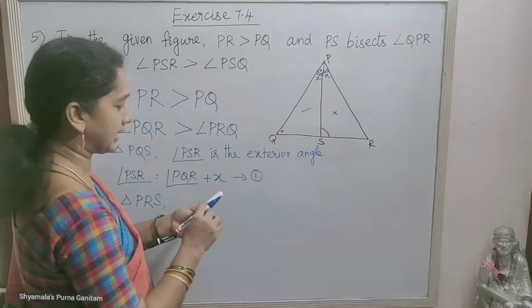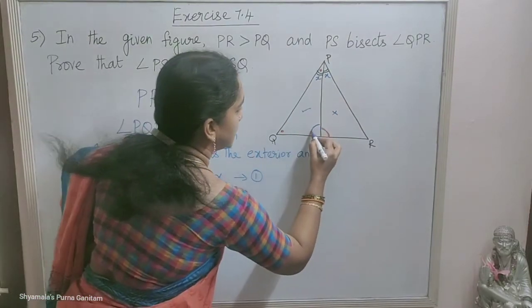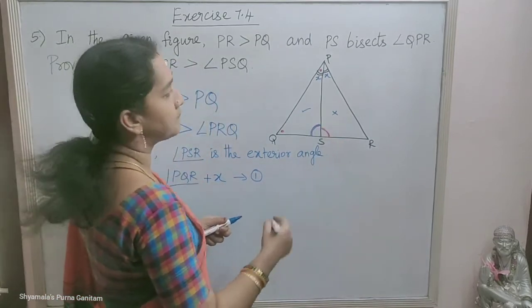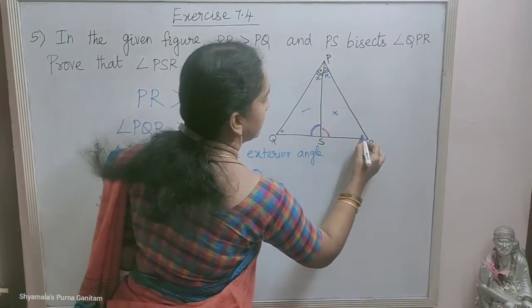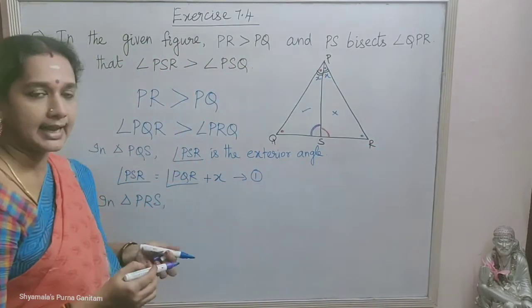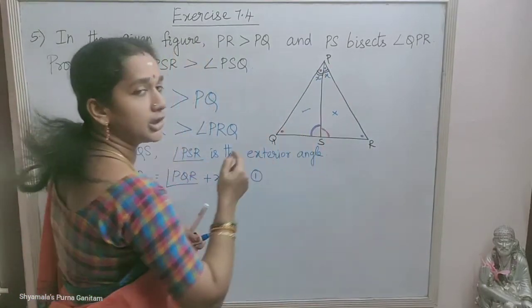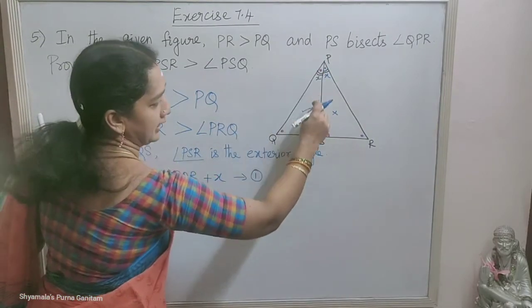In triangle PRS, which will be the exterior angle? The exterior angle will be PSQ. This angle will be the exterior angle. If this is the exterior angle, the sum of the opposite interior angles will be equal to it. With that property, we'll get these two. So the sum of these two will be equal to this angle.